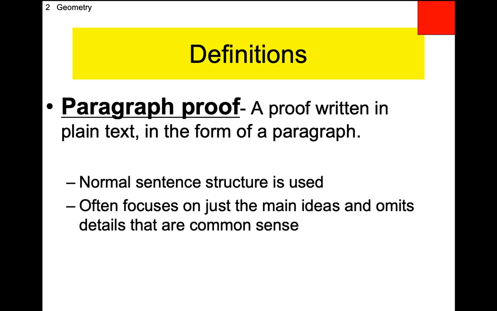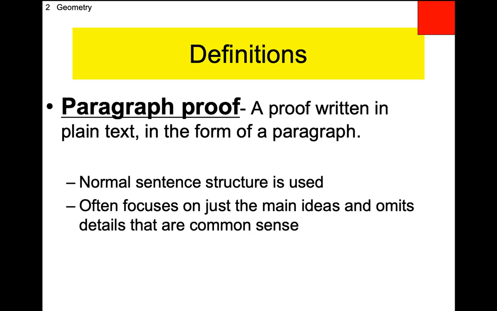So sometimes in a paragraph proof, you omit things that are obvious. It's kind of like me sitting you down and just telling you a story. Normal sentence structure is used. That means you capitalize and you put periods. You put commas. And you just talk. Right?